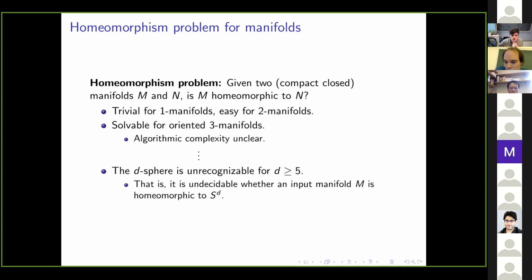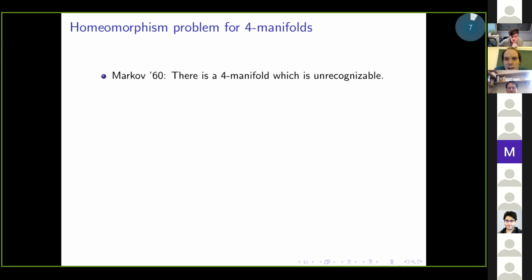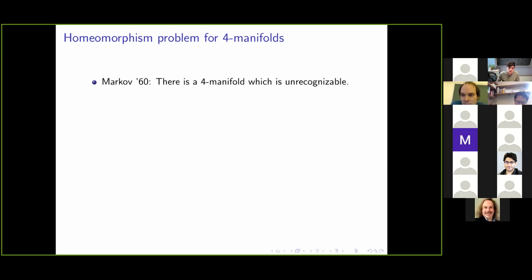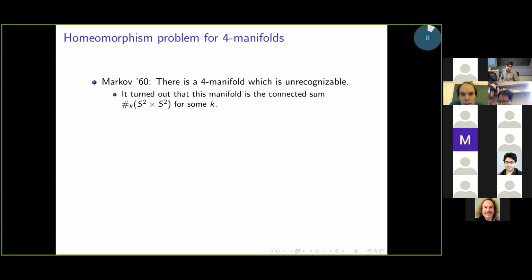And now let me explain a little bit more the missed case, d equal to 4. In d equal to 4, we do not have a result at this moment saying that recognition of the sphere is undecidable, but we have some results for some other manifolds. So there is a result of Markov from the 60s, which says that there is a four-manifold which is unrecognizable. And we can also be interested in which four-manifold it is.